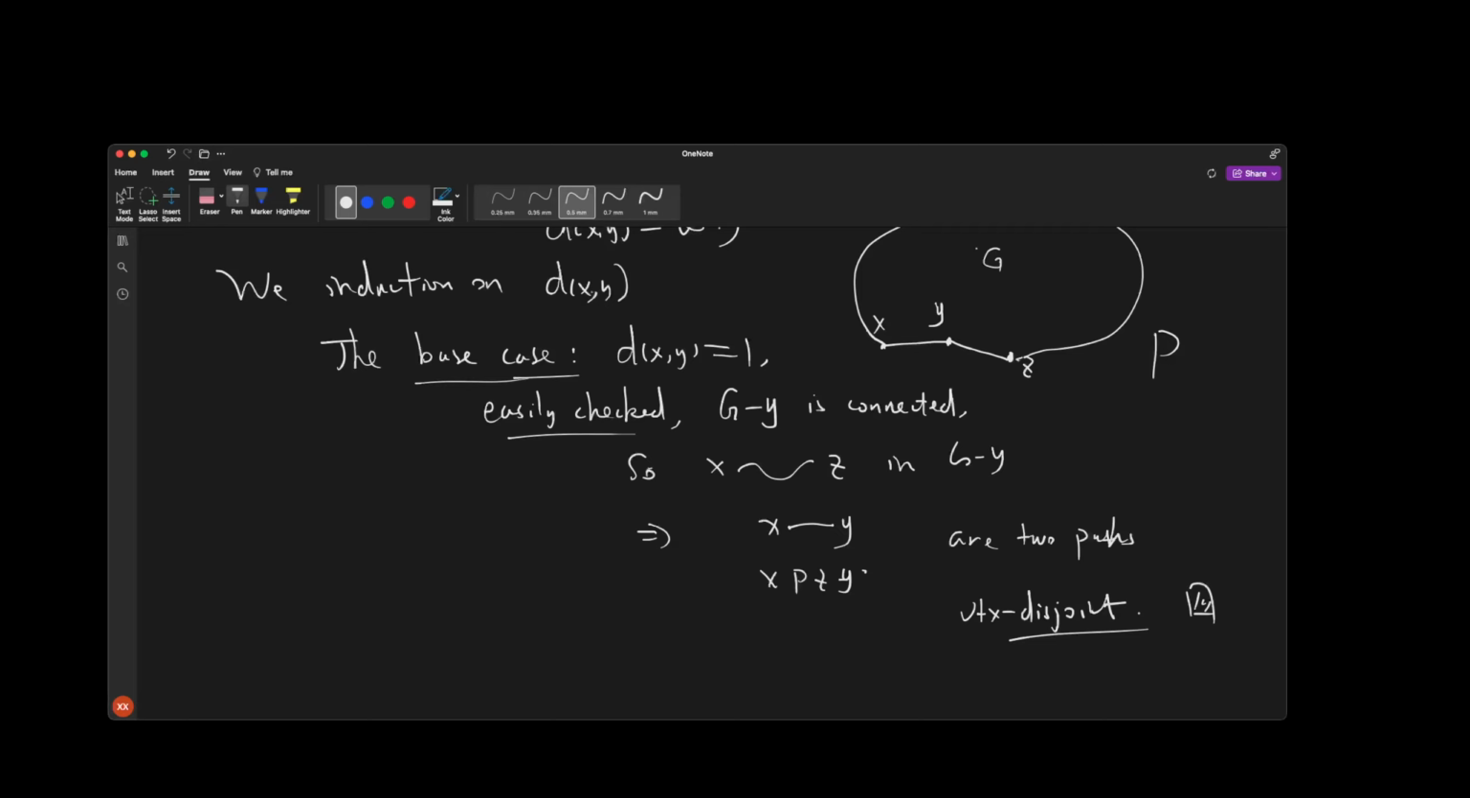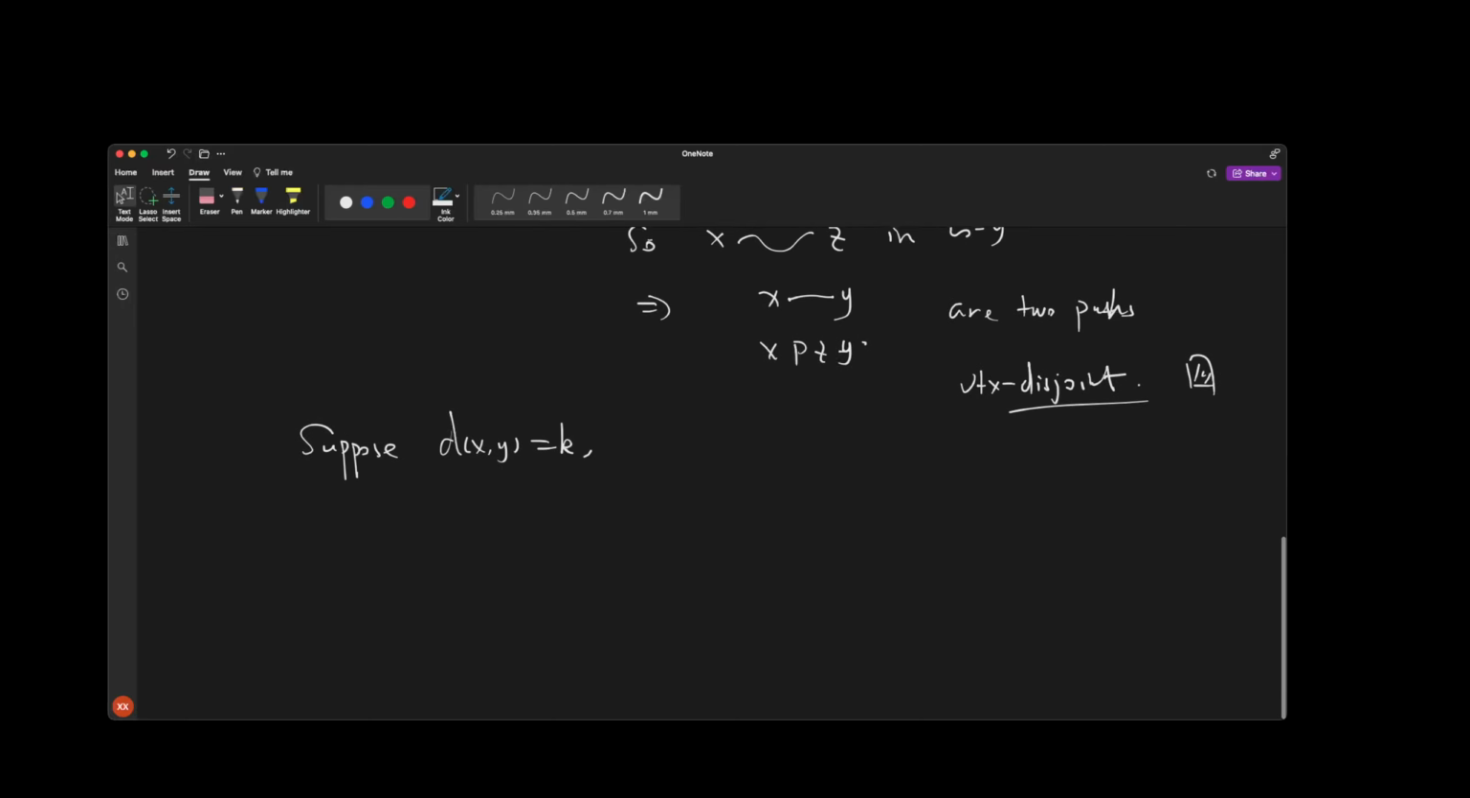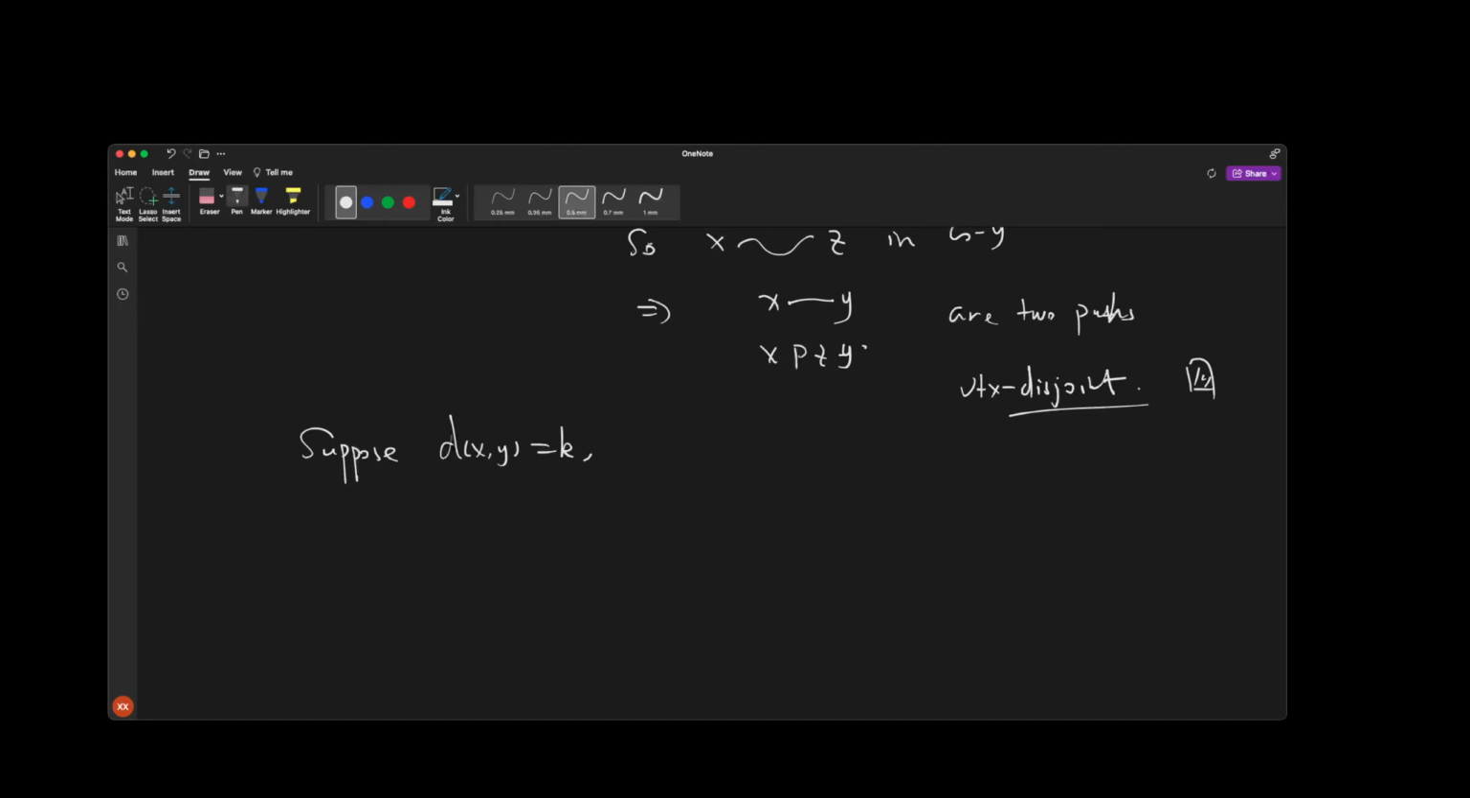So we have checked the base case. Now by induction, what's the next step? We want to suppose the distance of X and Y is K, and also suppose we already proved that the conclusion is true for all pairs with distance smaller than or equal to K minus 1.